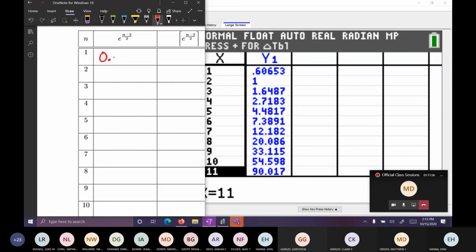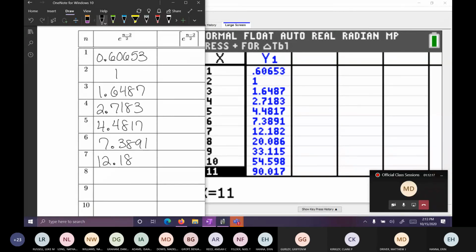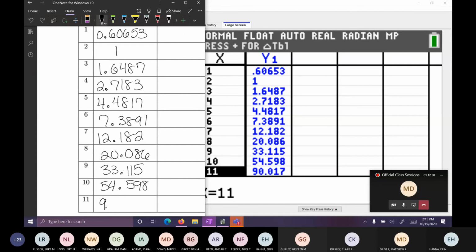So we've got 0.60653. We've got 1.6487, 2.7183, and so on. 20.086, 33.115, 54.598, and 90.017.